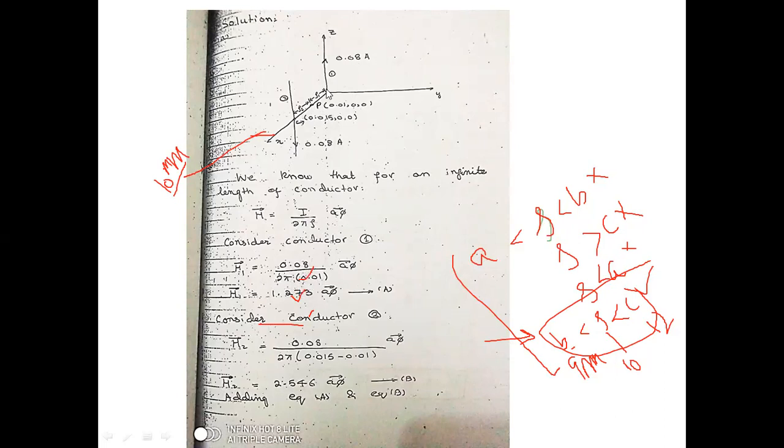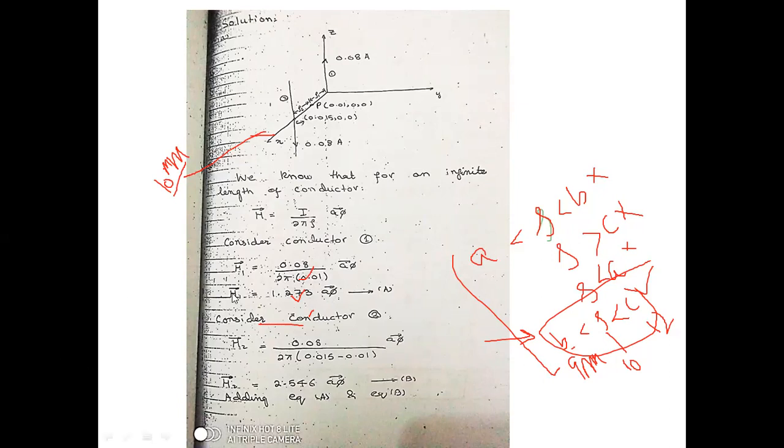From the origin to the point of observation, this length is 0.01, so that is why we have put 0.01 over here. So h1 is equal to this in the spherical coordinate system. At the end we will convert it into the rectangular coordinate system, because we are asked for H in the rectangular coordinate system.